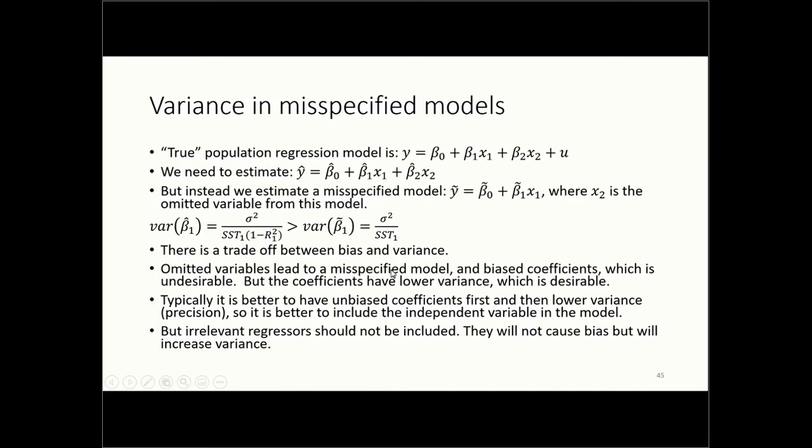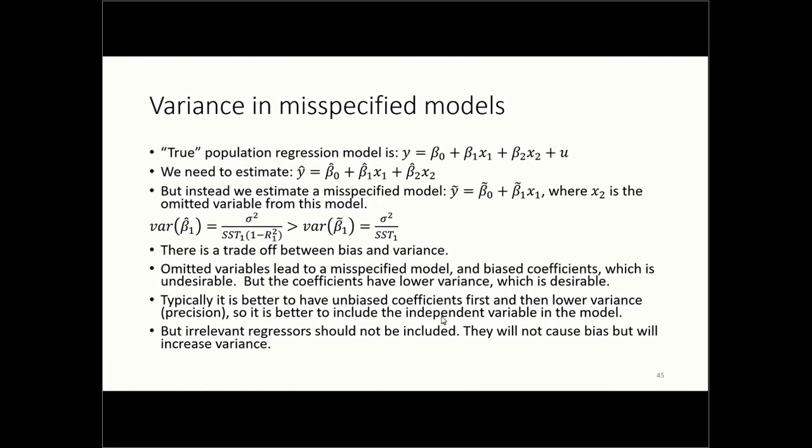So we know that we have an omitted variable bias from a few slides ago. That's undesirable. But these coefficients also have low variance, as is shown here, so that is desirable. So in general, how to decide whether to include a variable or not? It's typically better to have an unbiased coefficient first. So look for unbiasedness first, and then lower the variance or the precision. So in general, it is better to include an independent variable in the model.